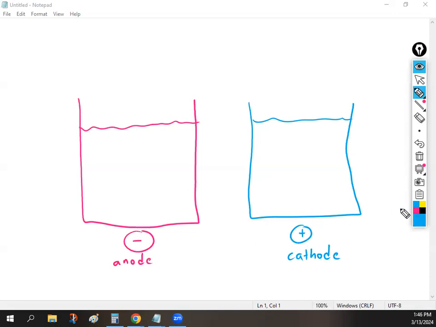Okay, so the cathode, what happens here is reduction. You do need to memorize this. The cathode is where reduction takes place. The anode is where oxidation takes place. Okay. Everybody good?